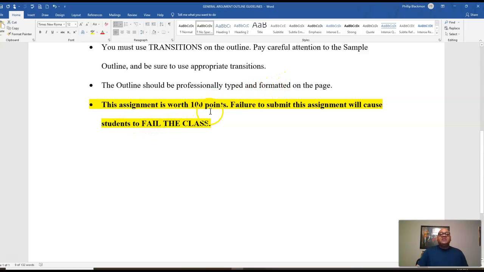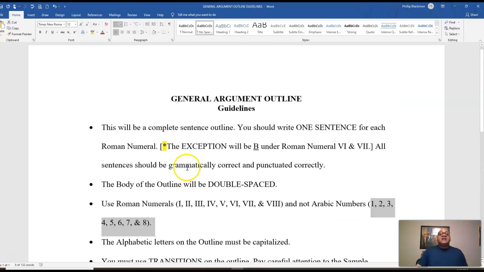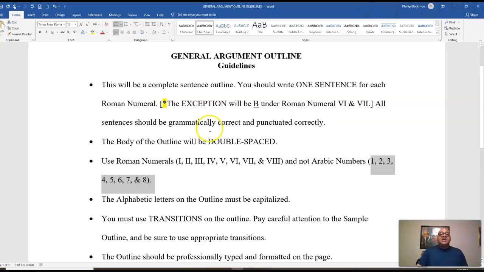This assignment is worth 100 points. Failure to submit this assignment will cause students to fail the class. That is outlined here for you in bright yellow highlight. Make sure that you submit this assignment and submit it on time, or submit it by the final submission deadline. If you don't meet that final submission deadline, then you are going to receive a 0 for this assignment and you will fail the class. So take very careful note of the guidelines that I have here for you for the outline.